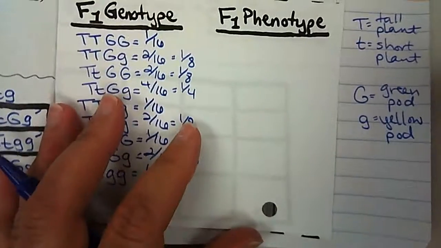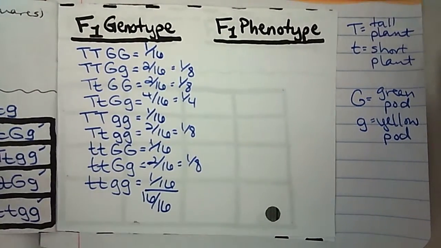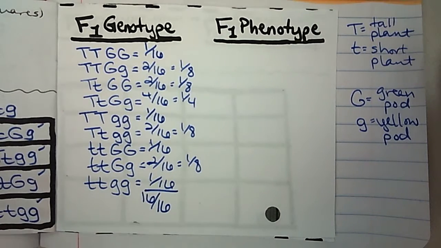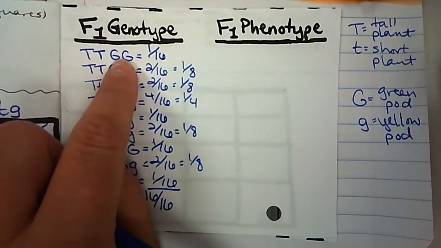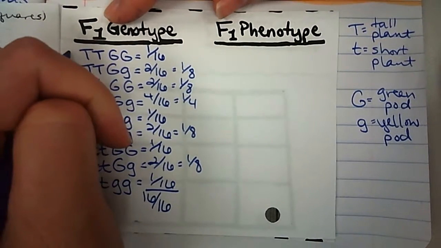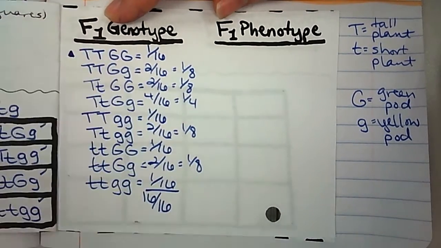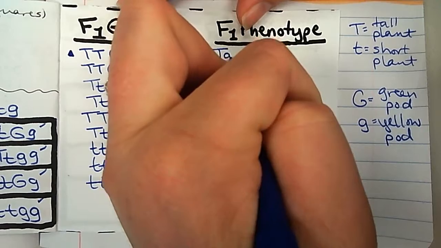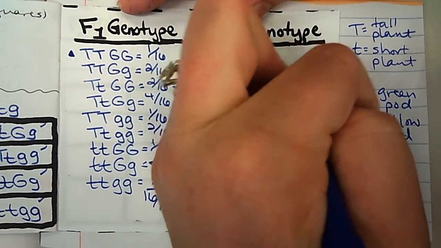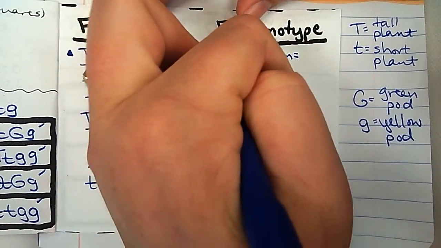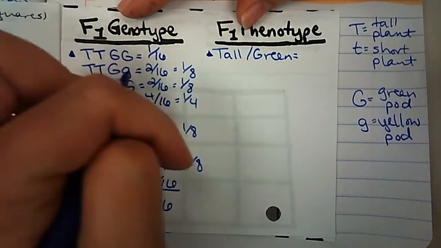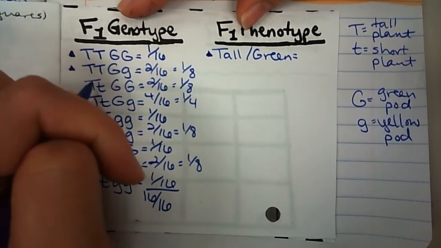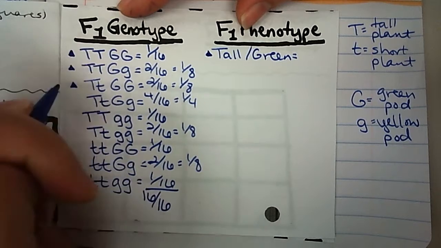Okay, so this one, and right now we're still saying that there's no blending. If the dominant's there, it totally overpowers the recessive. So this one's going to be tall and green. What I'm going to do is create a triangle for everything that is tall and green. This one's tall and green, so I'm just going to put a triangle. Those are going to be tall and green.